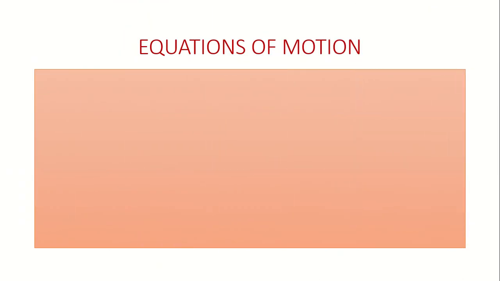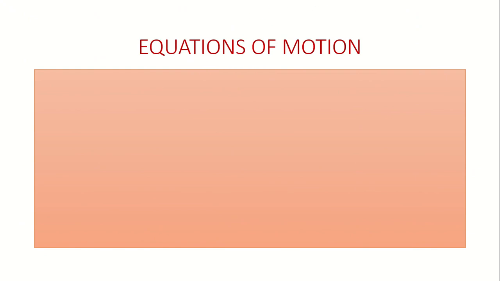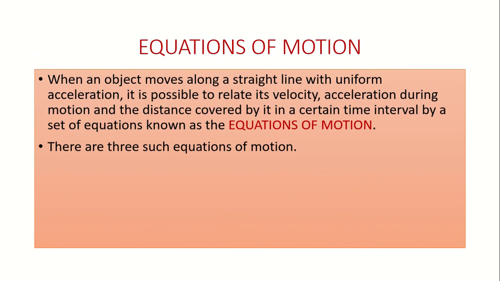Now, equations of motion. What are equations of motion? When an object moves along a straight line with uniform acceleration, it is possible to relate its velocity, acceleration during motion, and the distance covered by it in a certain time interval by a set of equations which are known as equations of motion. And there are three such equations of motion.